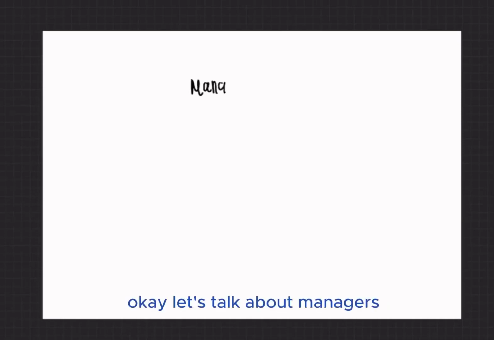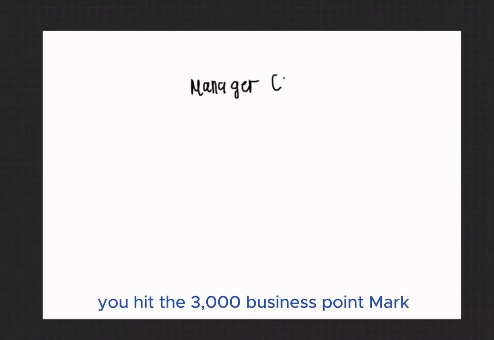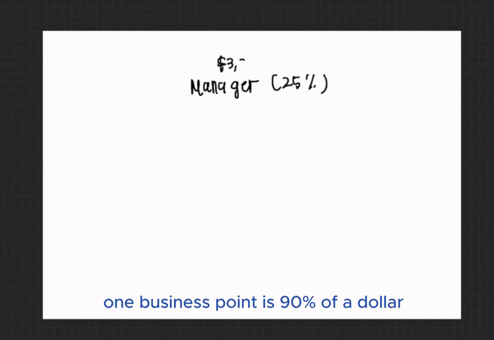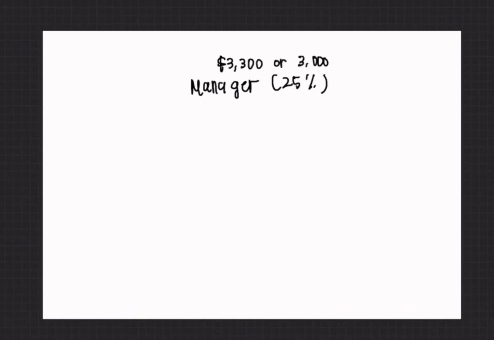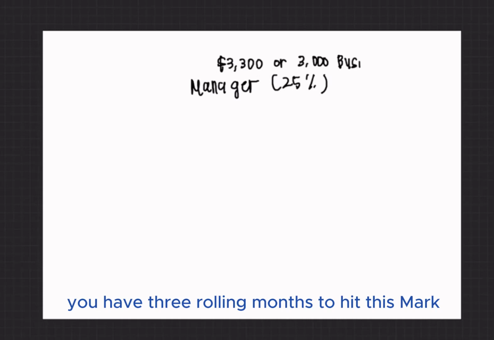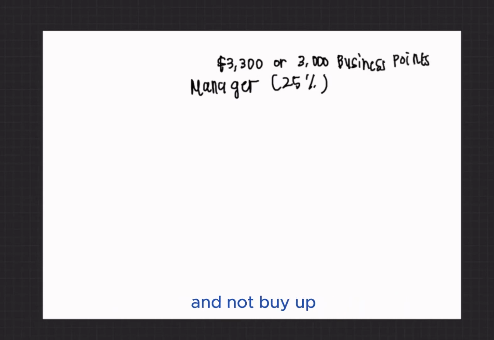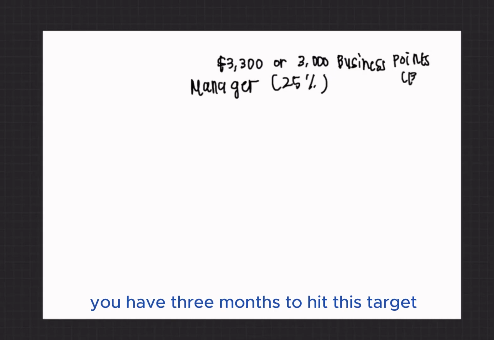Okay, let's talk about managers. So you become a manager once you hit the 3,000 business point mark. That's equivalent to about $3,300. 1 business point is 90% of $1. You have 3 rolling months to hit this mark. If you're just going to do it organically and not buy up, you have 3 months to hit this target.